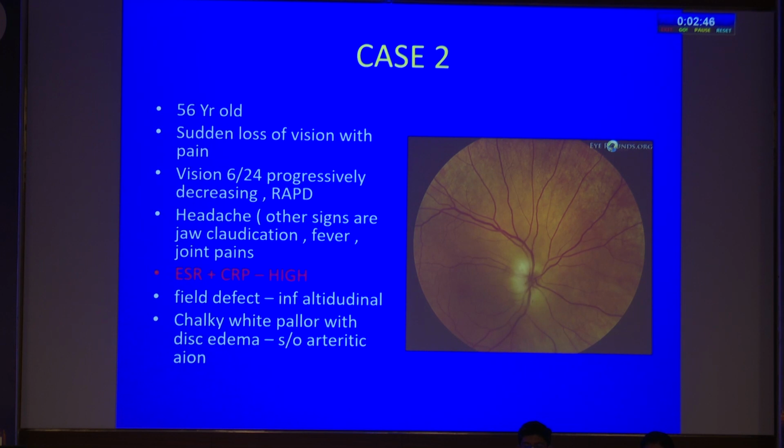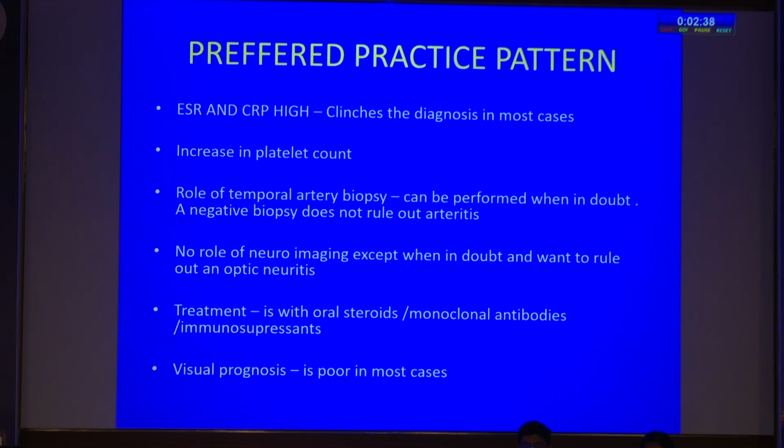The diagnosis was an arteritic AION because he had a chalky white pallor with disc edema. Now, this is the classical appearance, but the appearance of the fundus could be a little different. The preferred practice pattern is that ESR and CRP being high will clinch the diagnosis in most cases. They may have an increased platelet count also.